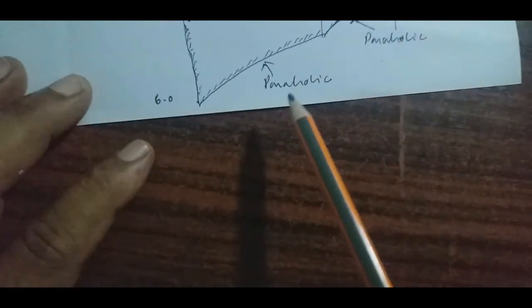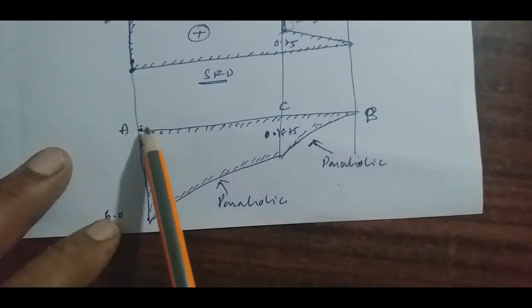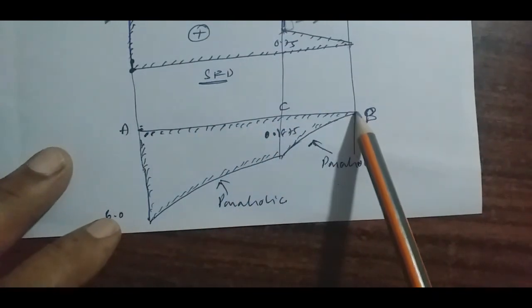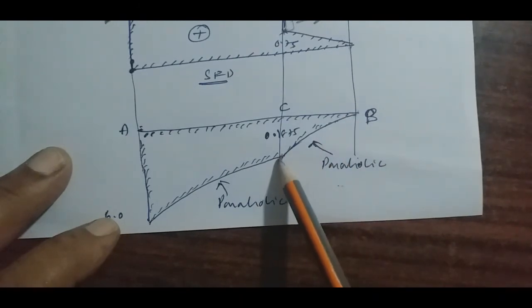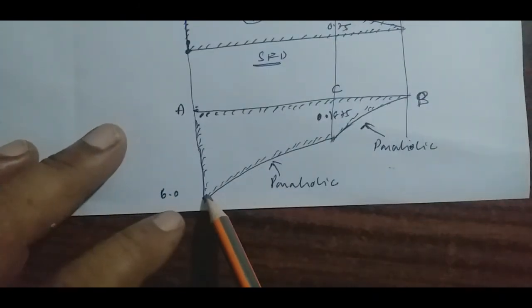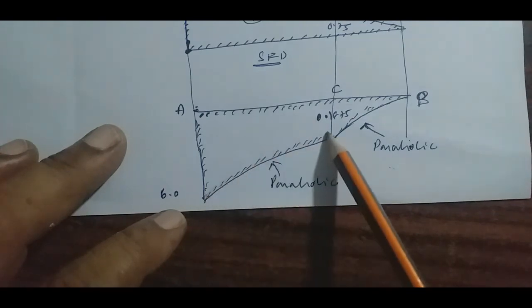Keeping all these things in mind, let us draw the bending moment diagram. Bending moment at B is equal to 0, at C is equal to 0.1875, and at A is equal to 6. So connect these points with a parabolic curve. So this is the bending moment diagram.